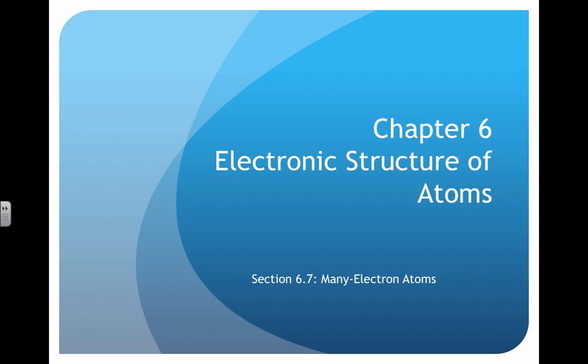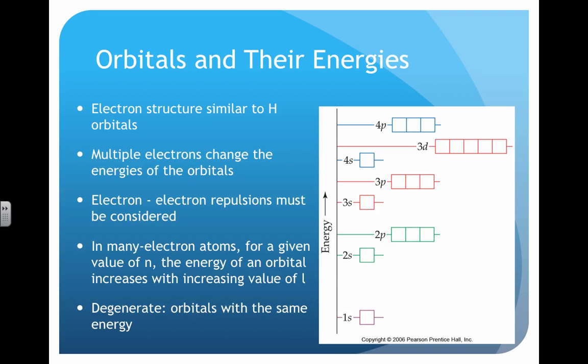Today we're going to be talking about many electron atoms, or elements that have more than one electron, so beyond the Bohr model. What we find is that electron structure initially is very similar to hydrogen, but as we add more and more levels, things begin to get a little bit more complicated, but not in a non-logical way, hopefully.